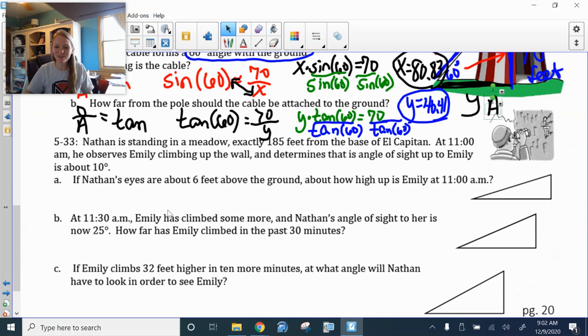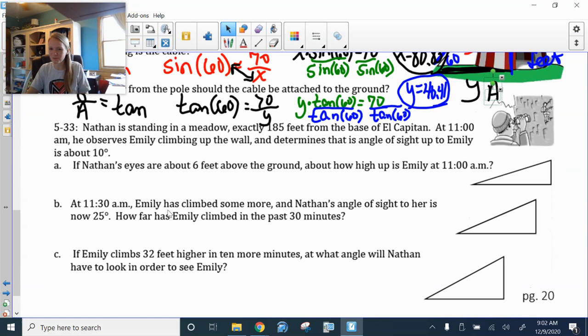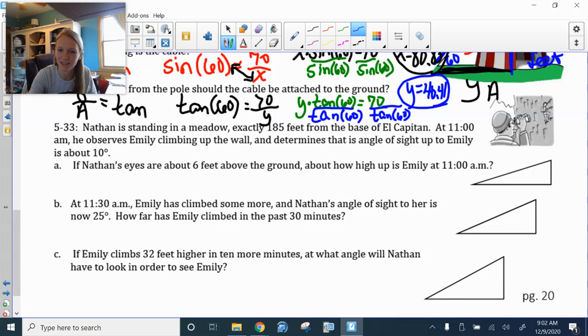Okay. These are just one more example of the rope climbing problem. This one is trying to get you guys to do a little more with the angles, but it's still just sine, cosine, tangent. So here, Nathan is now watching Emily climb the mountain. And his angle is 10 degrees. He wants to know how high up she is. His eyes are 6 feet above the ground.